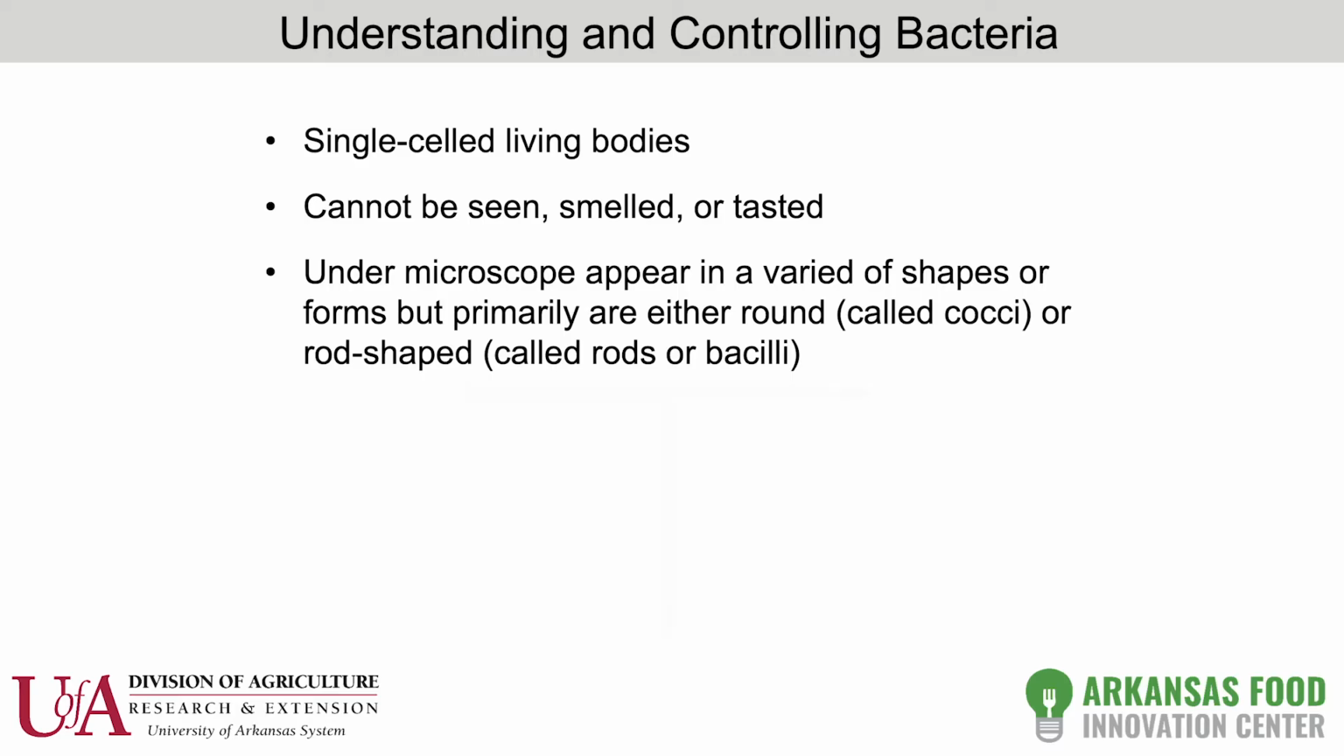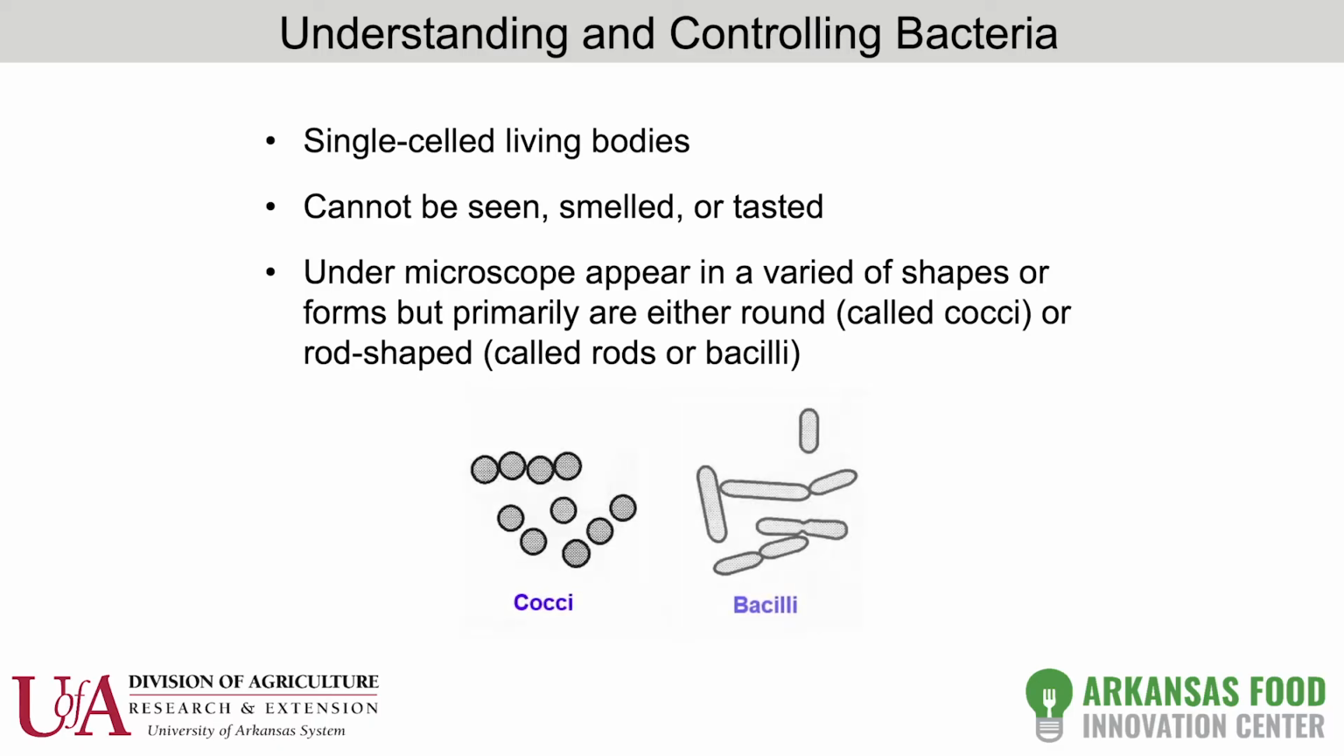Bacteria are single-celled living organisms. They are among the smallest living creatures known. Under the microscope, we see that bacteria occur in several different shapes. The most common in foods are round, called cocci, and rod-shaped, called bacilli.